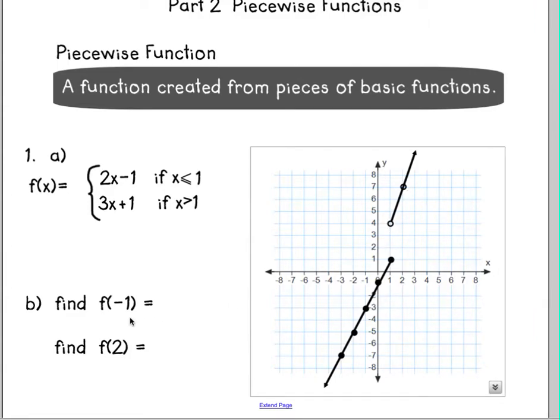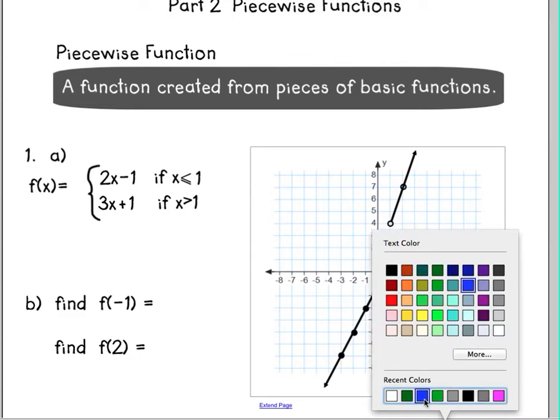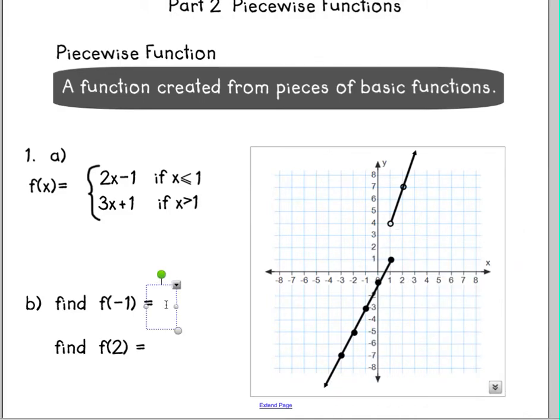It only hits here. So find f of -1. Well, that means when I put in a -1, which of these two functions am I going to use? Well, I'm going to use the top one. So f of -1 would be 2 times -1, which is -2, minus 1 would give me -3. So your function value here would be -3. When you put in 2, 2 is bigger than 1, so you're going to use this function. So it would be 6 plus 1, which gives you 7.